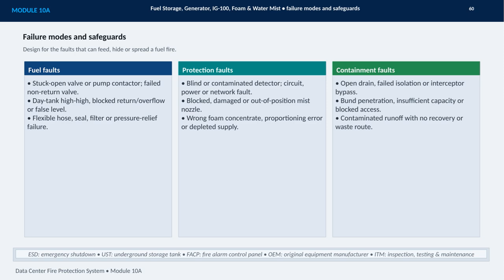Open drains, failed isolation, bypassed interceptors, bund penetration, inadequate capacity, or blocked access can allow fuel or contaminated runoff to spread. That runoff also needs a defined recovery or waste route. These safeguards should be verified through ESD, the FACP, OEM requirements, and disciplined ITM.